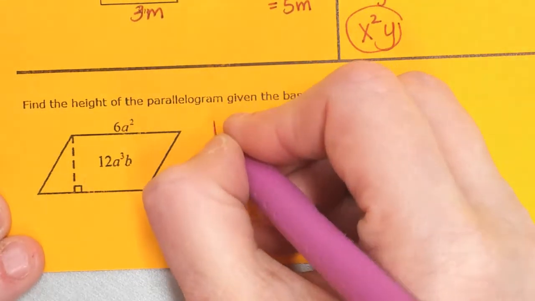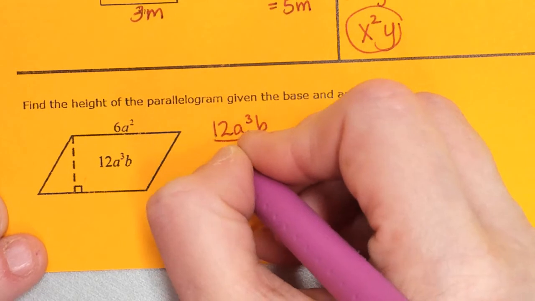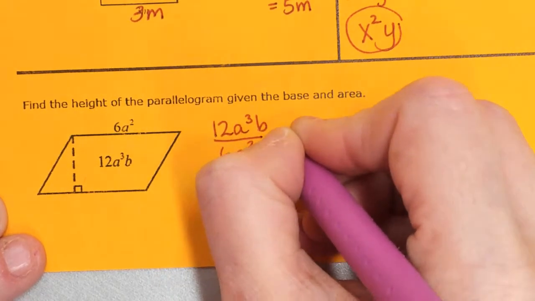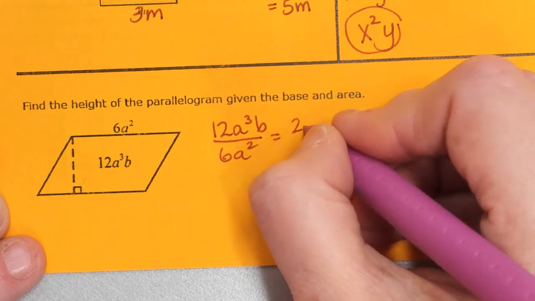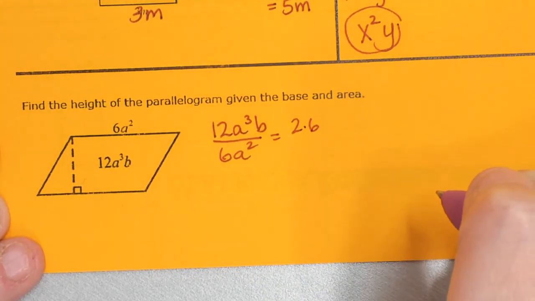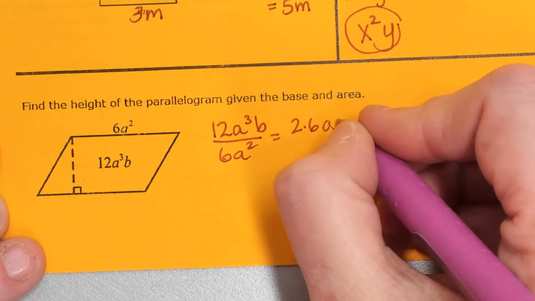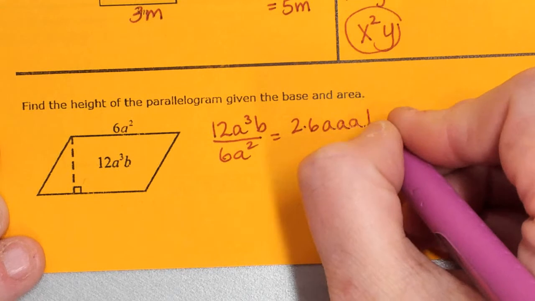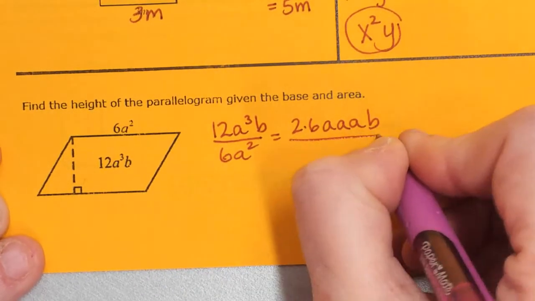All right, so the area is 12 a to the third b, over 6a squared. So I'm going to expand that. I see there's a 6 down here. Well, 12 is 2 times 6. I could have said 4 times 3 or 2 times 2 times 3, but I know I'm going to be canceling a 6, so I don't have to do that. I factor smart, okay?